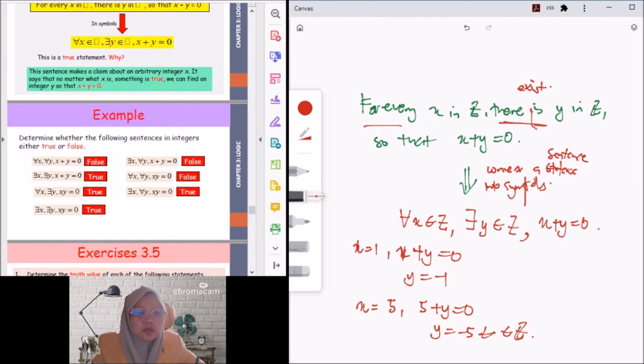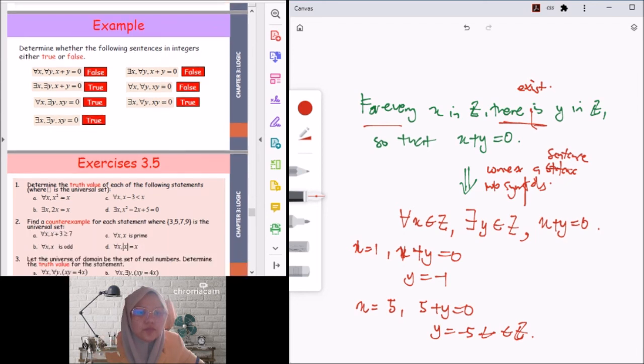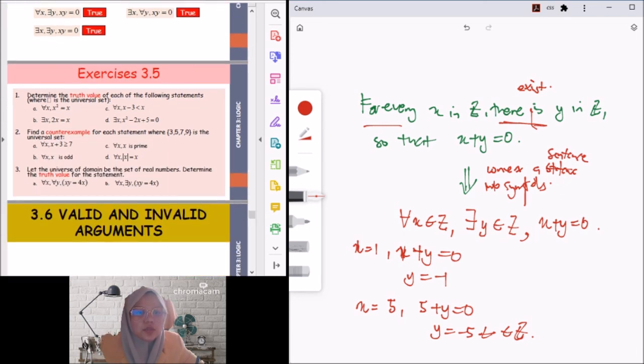There is another example. You can prove it on your own, and also as an exercise. So with that, that is all about predicates and quantifiers. I will see you in the next video lecture.